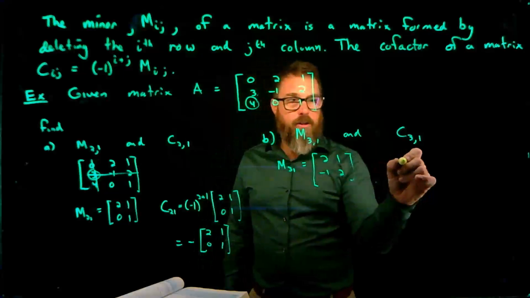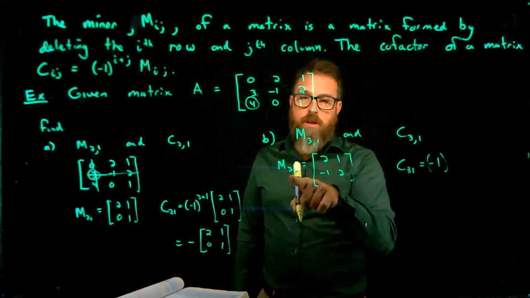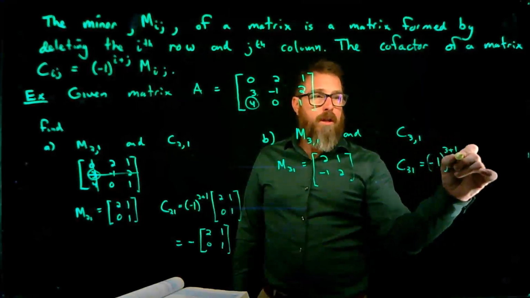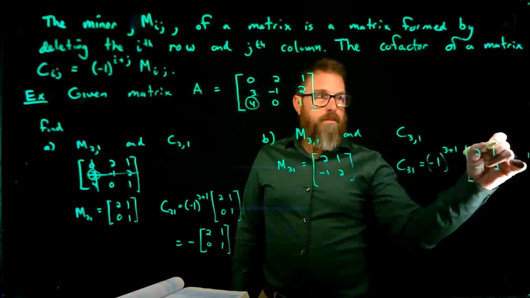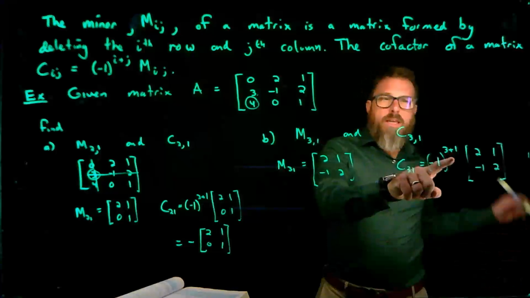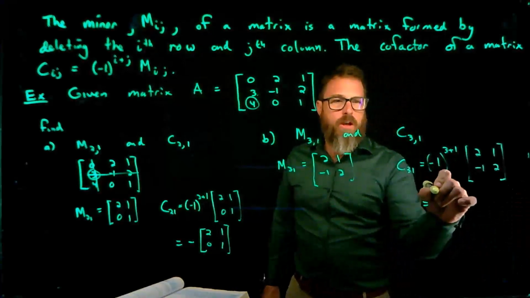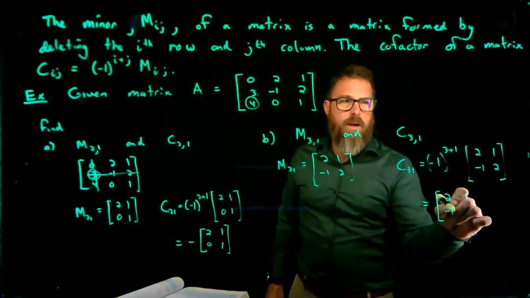And then the cofactor of 3, 1 is minus 1 raised to the 3 plus 1 multiplied by that thing's minor. So negative 1 to an even power is going to be positive 1. So the cofactor in this case is going to be 2, 1, minus 1, 2.